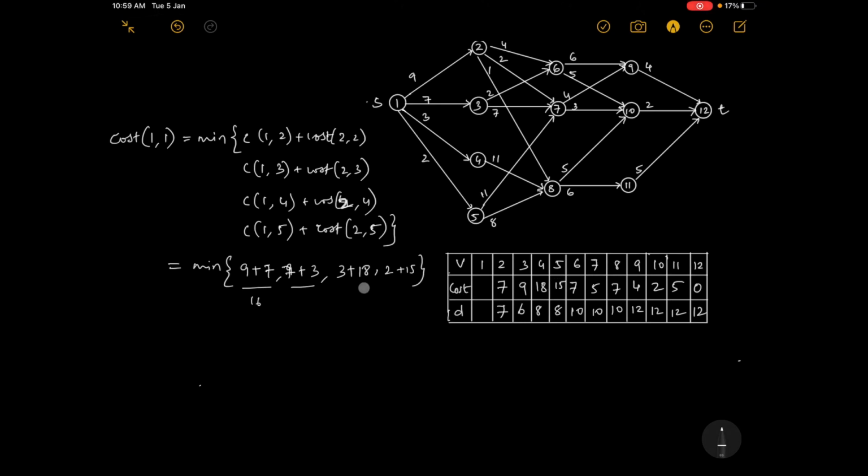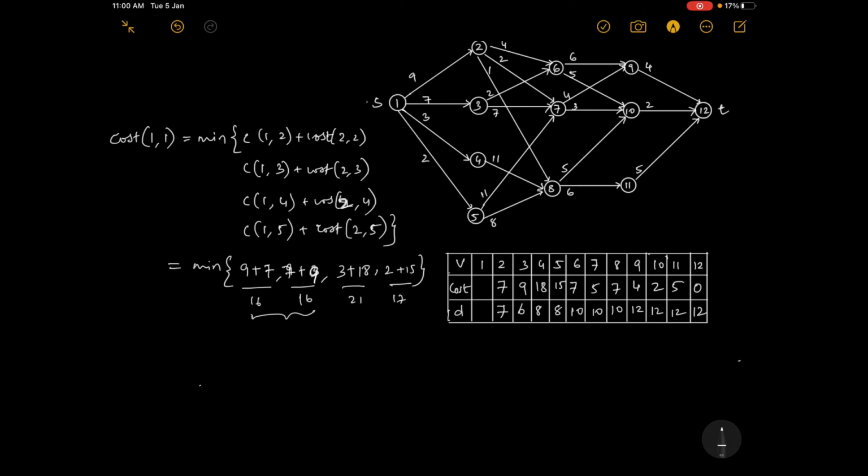This answer, I think, cost of vertex 3 is 9. Sorry, I should write it 9 here. Yes or no? Cost of vertex 3 is 9. Okay, so this is also 16, this is 21, this is 17. So here we have two minimum, correct?